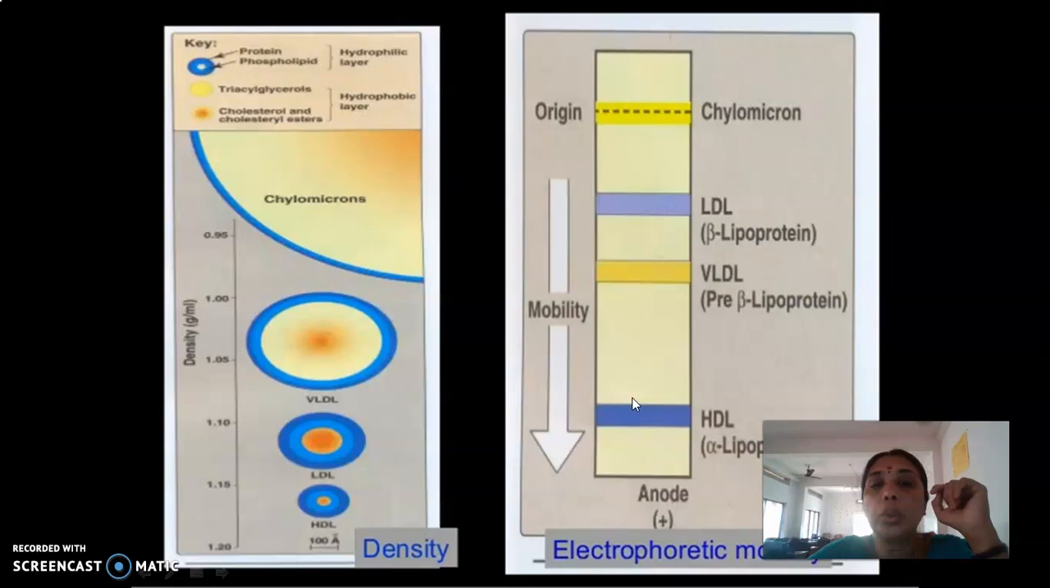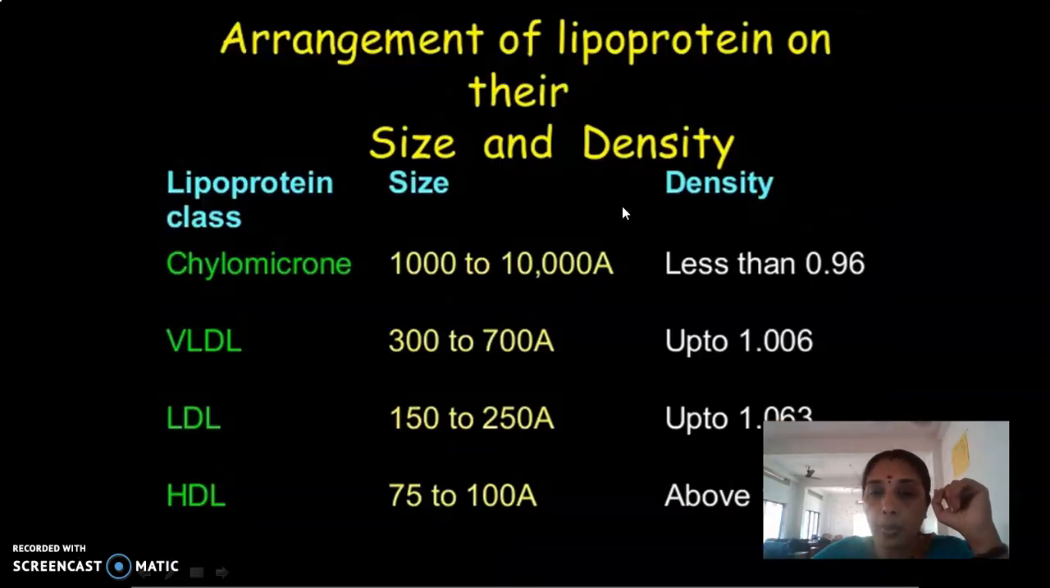Okay, so that is how we can identify the different classes of lipoproteins, based on their size: chylomicrons, VLDL, LDL, and HDL. IDL is not usually mentioned this way, but IDL is there. Okay.